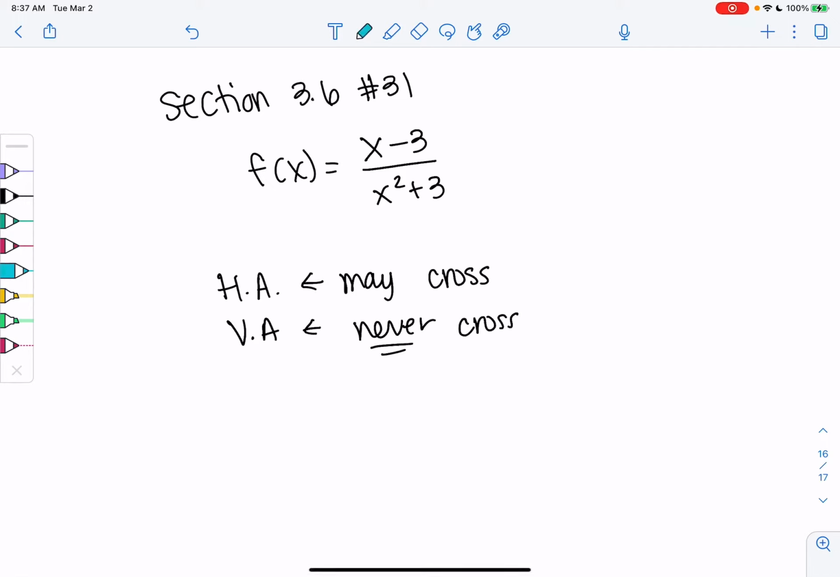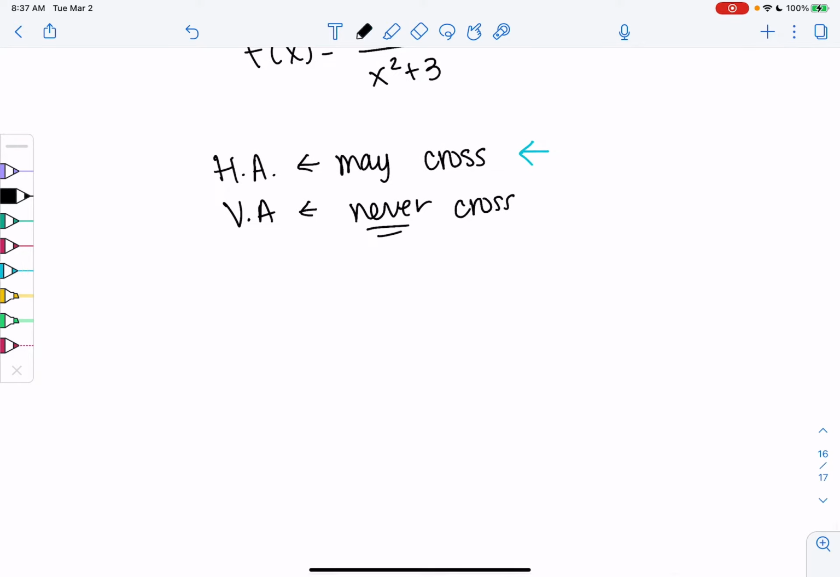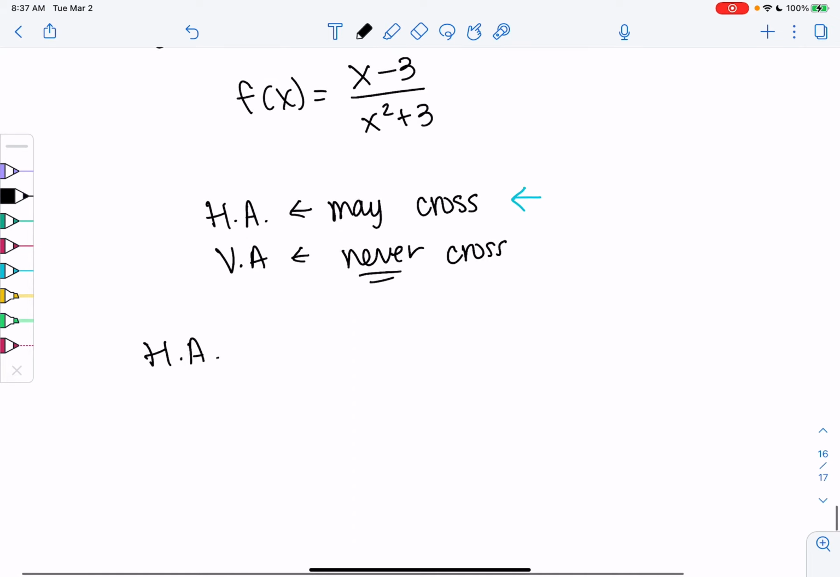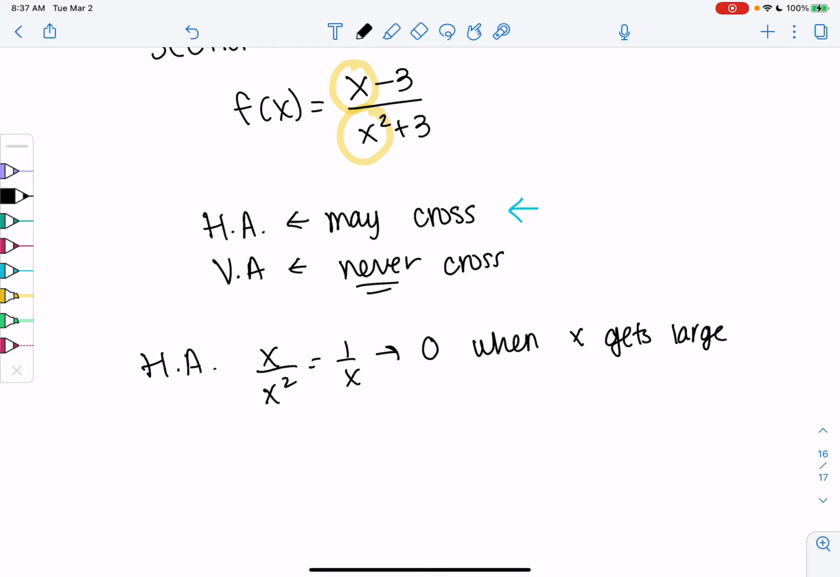So in this example, it looks like we may cross the horizontal asymptote. So let's go ahead and find all these pieces. Let's find the horizontal asymptote and the vertical asymptote. For the horizontal asymptote, remember, we use those leading terms. So it's x over x squared, which equals 1 over x. And remember, it's all about when x gets big. So this goes to 0 when x gets big. Right? 1 over a million is very close to 0. So that means our horizontal asymptote is y equals 0. Horizontal asymptotes are always y.